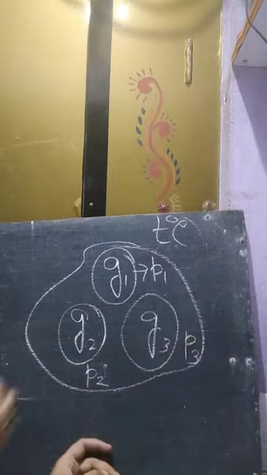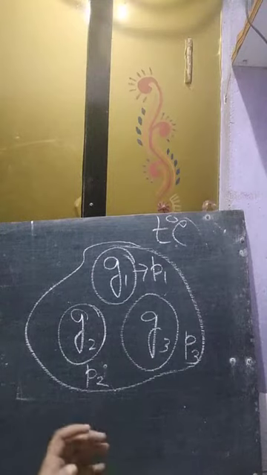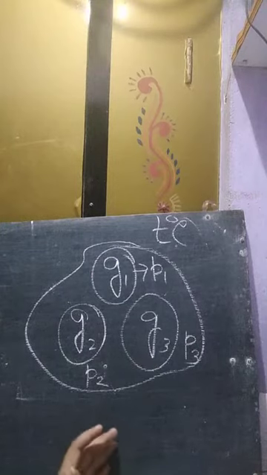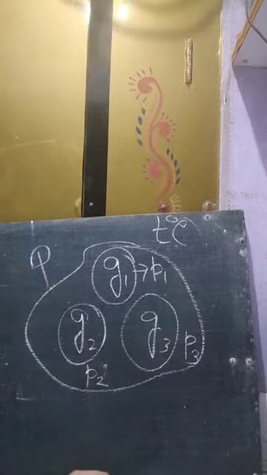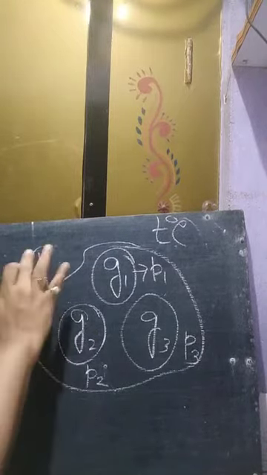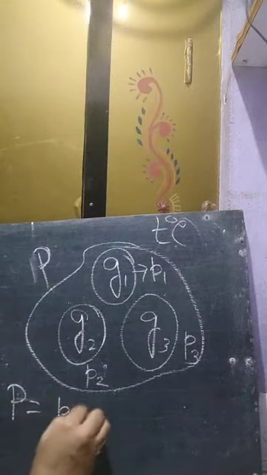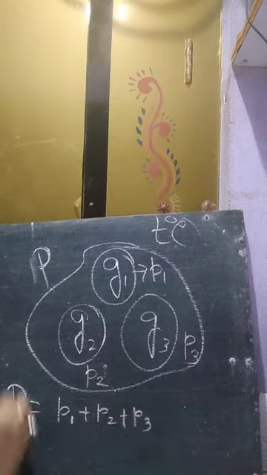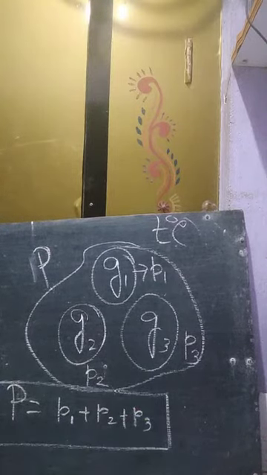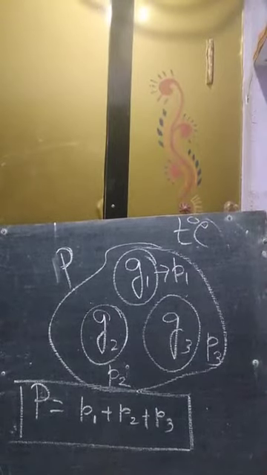So, if this gas has a partial pressure P1, this has a partial pressure P2, and this has a partial pressure P3, then according to Dalton's law of partial pressure, the total gas has a pressure P. So we can write P equal to P1 plus P2 plus P3. This is the basic Dalton's law of partial pressure. Hopefully it is clear to all.